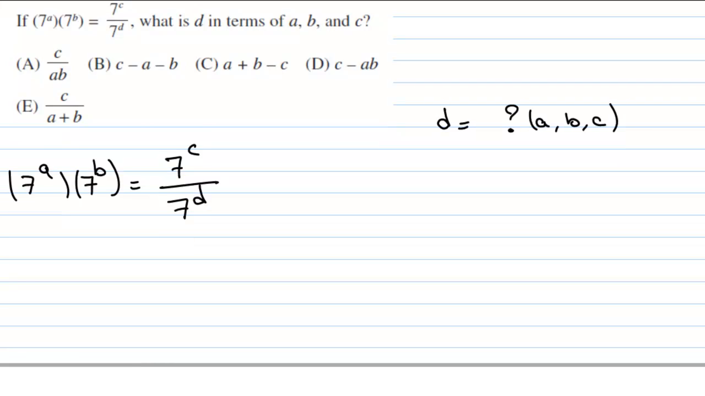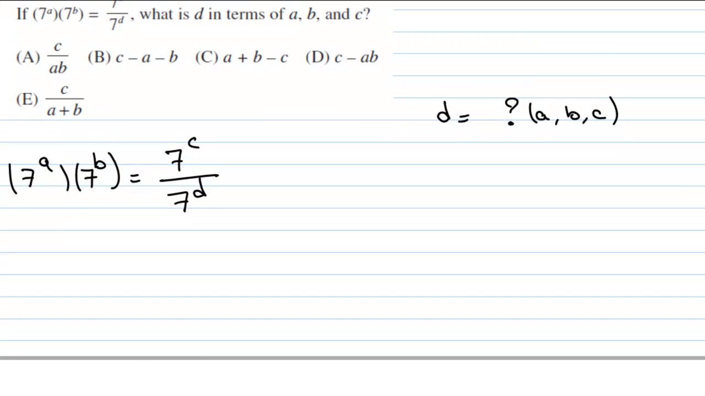Now we try to apply the rules and simplify the expression. For the first one, this is what? This is product of powers, 7^a times 7^b. This is rule number 1. So rule number 1 says if I have a product of powers, I simply do what? I add the powers. So this is going to be 7 to the power a plus b.